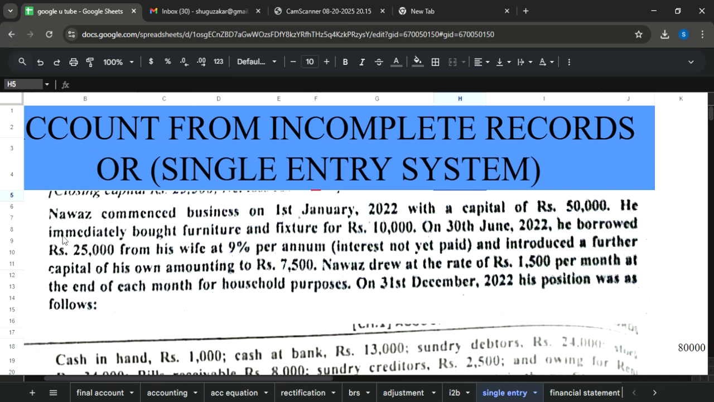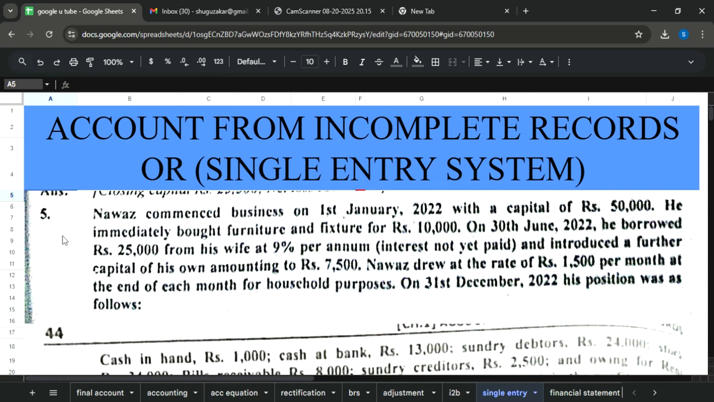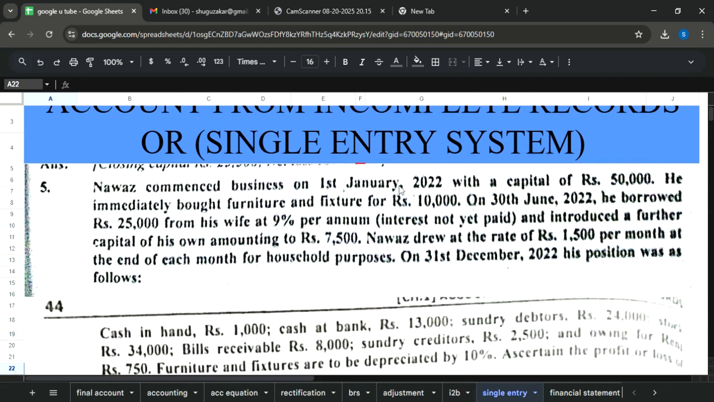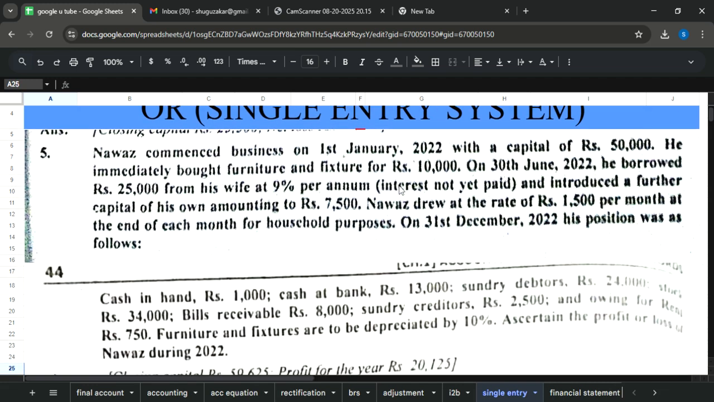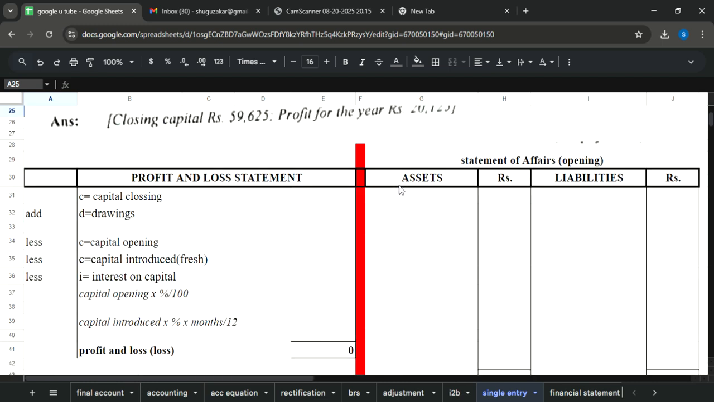Today's target is to solve question number 5. The chapter we are dealing with is accounts from incomplete records, alternate name single entry system. Today's question has a little more length, but overall its view and concept is similar to question number 4. On the other hand, we have our performer ready to start our question.